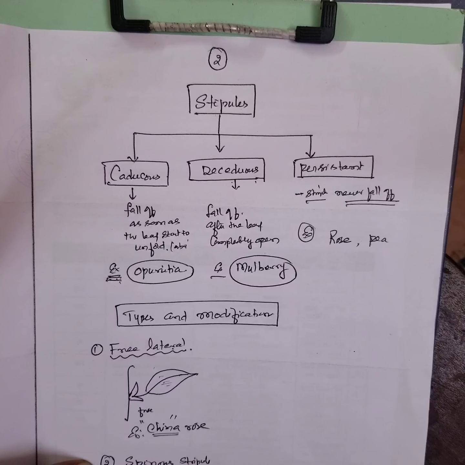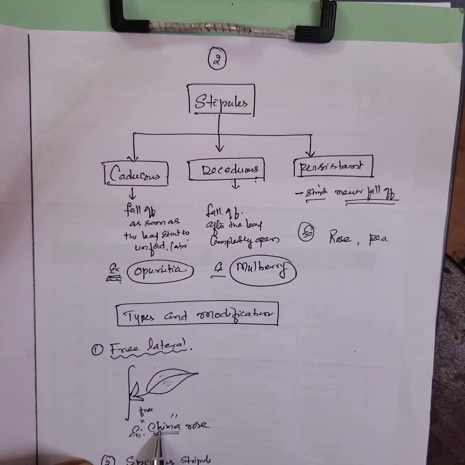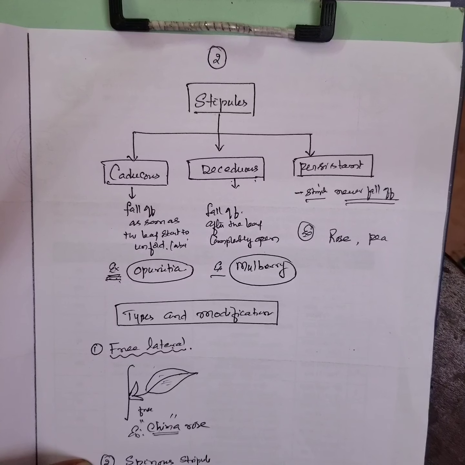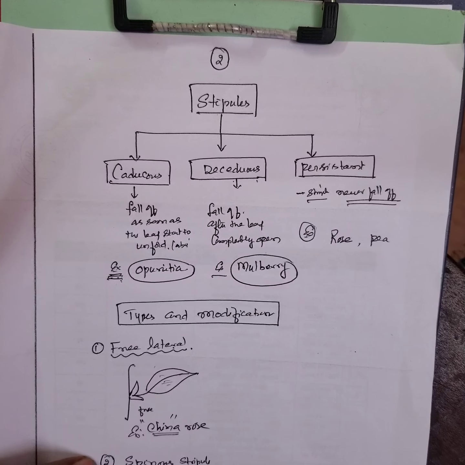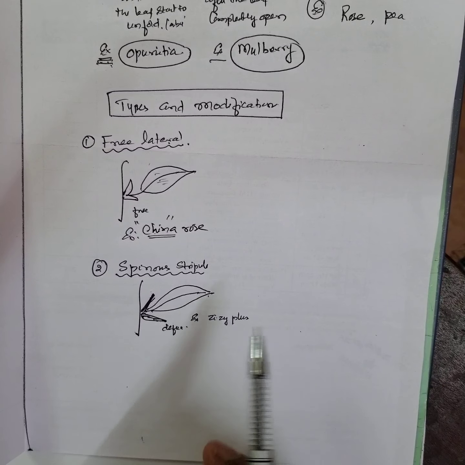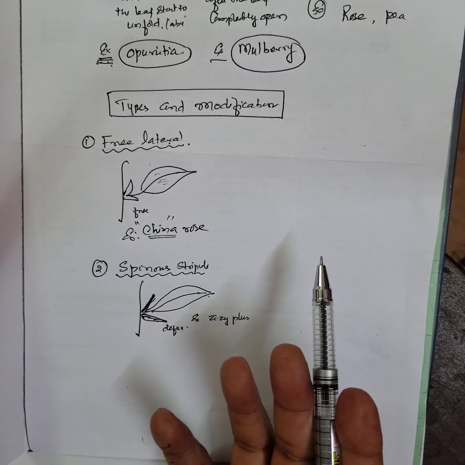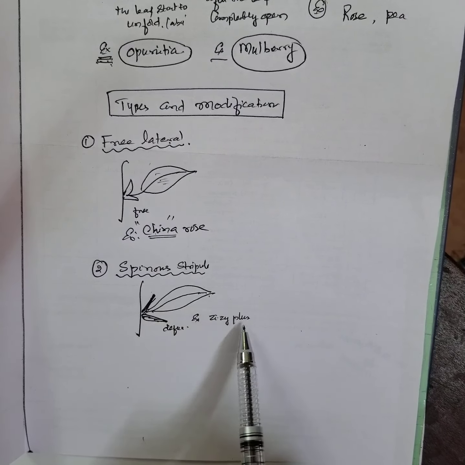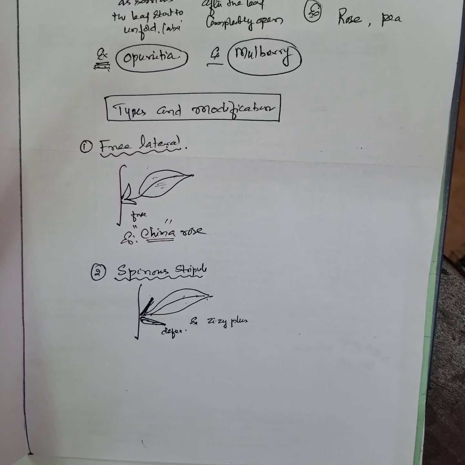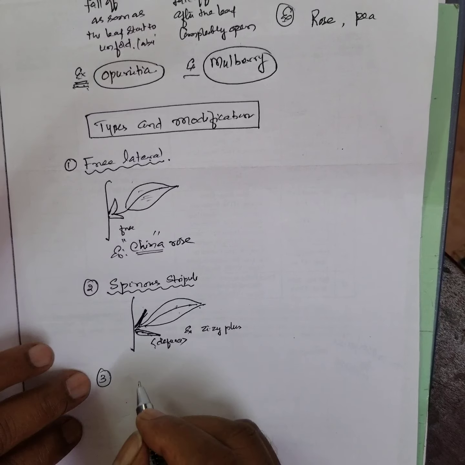Example, even rose has it, normal rose, not China rose. And Ziziphus is an example. Ziziphus leaf, you can give as the example, because normal names and all they will not ask in NEET exams. Suppose Ziziphus, you must know what it is. You would have seen that, as a botanist.